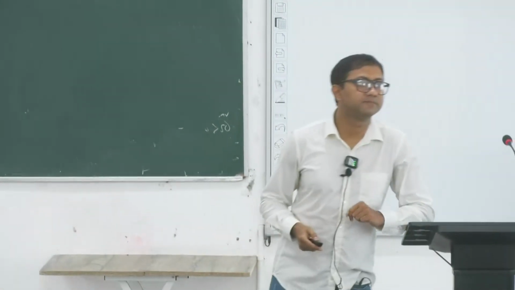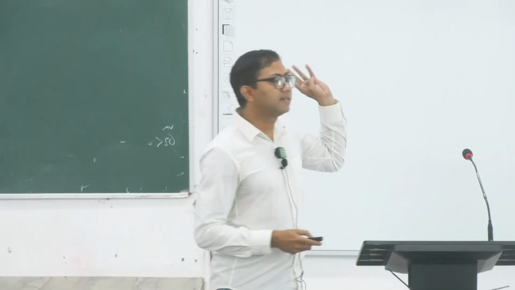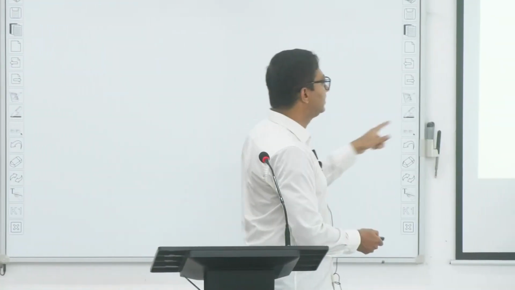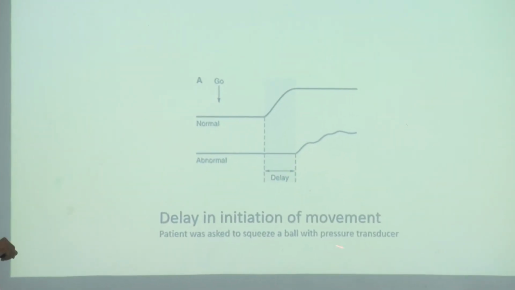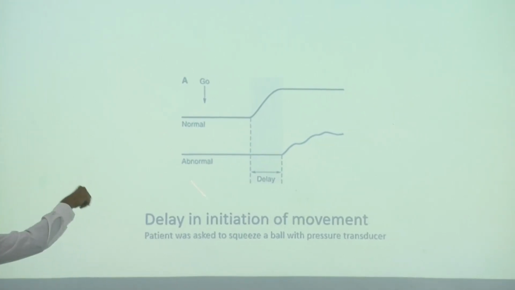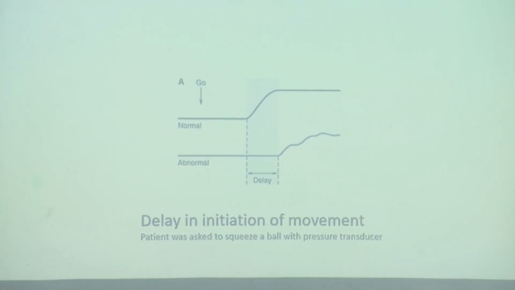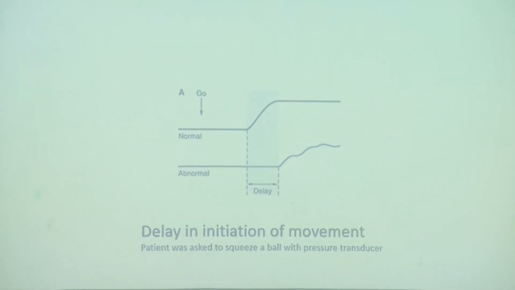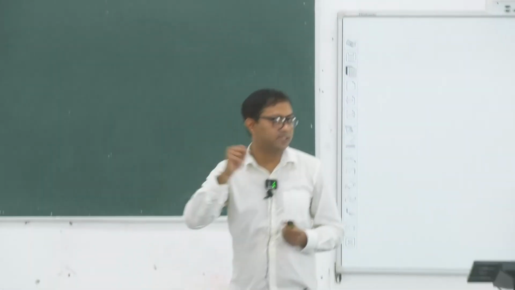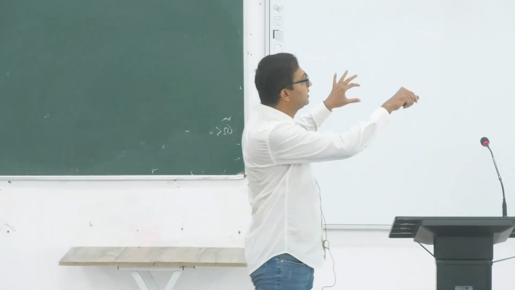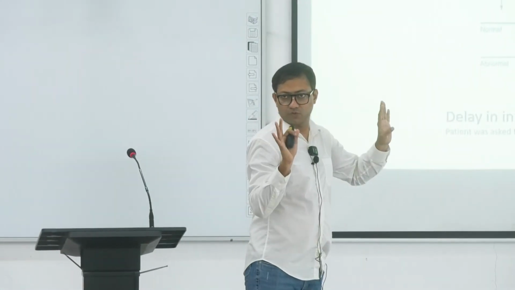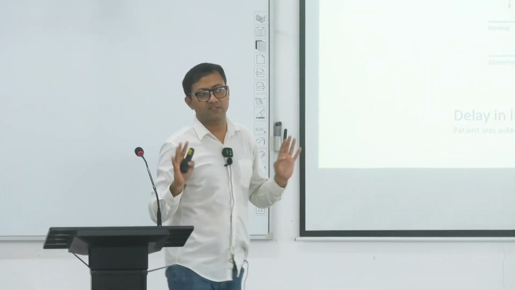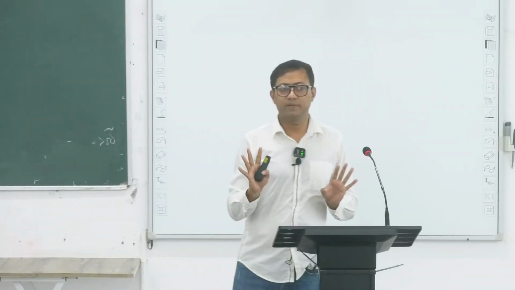What was the first point? Yes. Number 1, delay in initiation of movement. The patient was asked to squeeze a ball with a pressure transducer, and we get a curve like this. The transmitted pressure is measured in this graphical pattern. If you face a question on what are cerebellar signs, say for example 5 marks, if you write all the 5 or 6 points over here, you will be given 5 on 5.